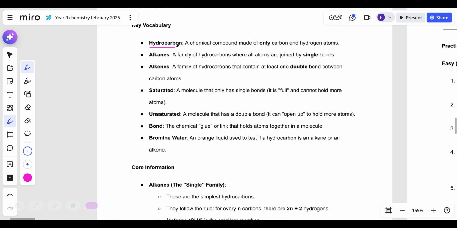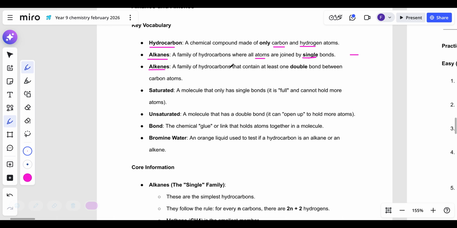What is a hydrocarbon? A compound made of only carbon and hydrogen atoms. What are alkanes? We've looked at alkanes, but I'm just going to do it again. It is a family of hydrocarbons where all the atoms, every single one, are joined by single bonds. Well, what's a single bond? It's a line like that.